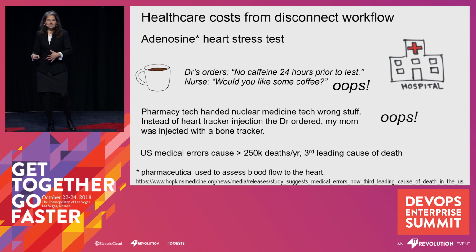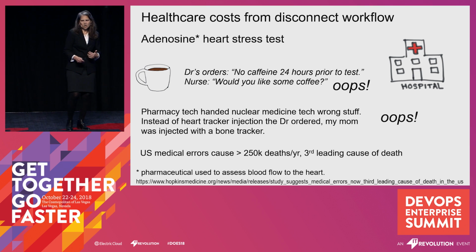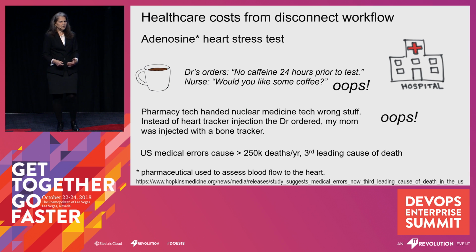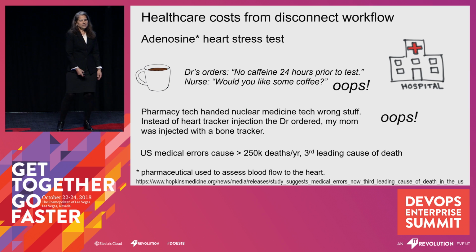But then they wheel her into the nuclear tech part of the hospital, and the pharmacy tech hands the nuclear tech the wrong tracer. She's supposed to get a heart tracer, but she gets injected with a bone tracer. So again, she can't do the test that she went in there for. And because bad things happen in threes, I say, Mom, we got to get out of here. Pack your bags.